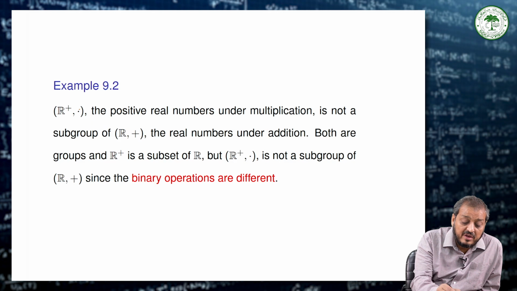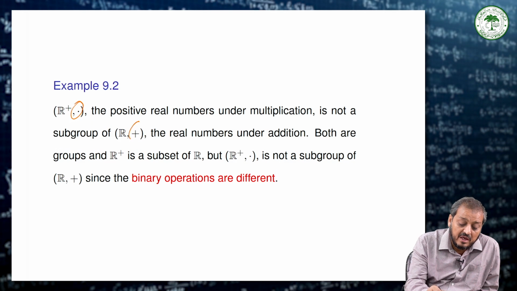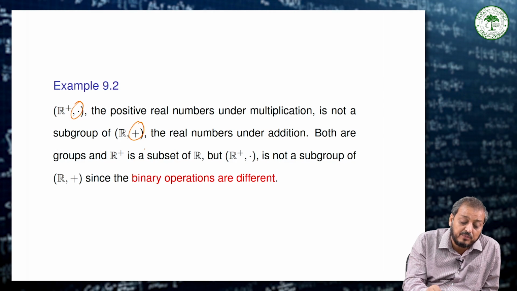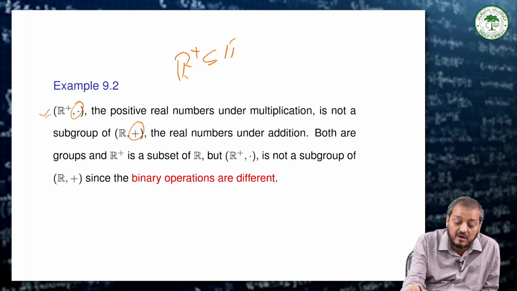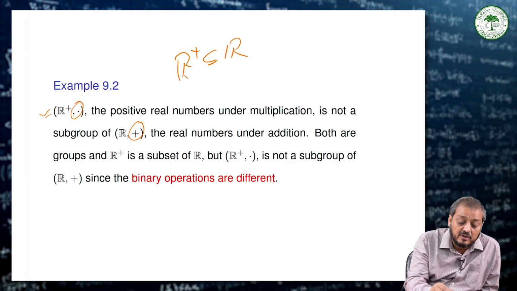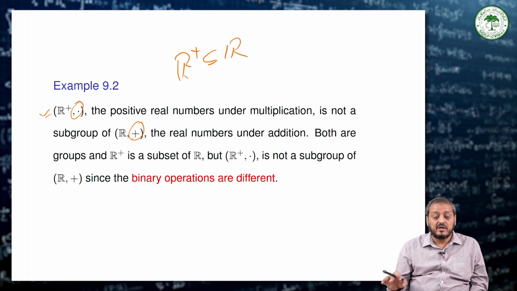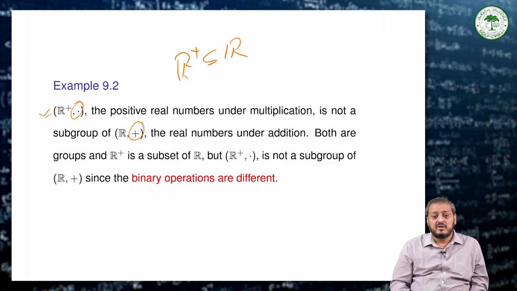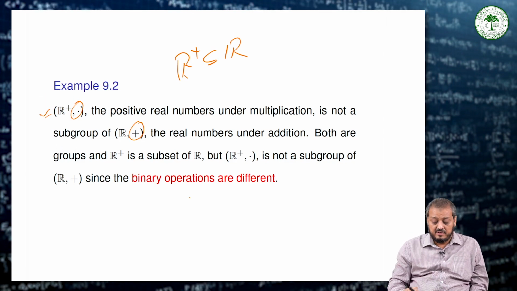But you see, we have to say that if we take the binary operation of multiplication here, and here we take the binary operation of addition, then clearly we have two different binary operations. So clearly R positive is a subset of R, but the binary operations are different. So we can say that R positive under multiplication is not a subgroup of R under the binary operation addition, since the binary operations are different in this case.